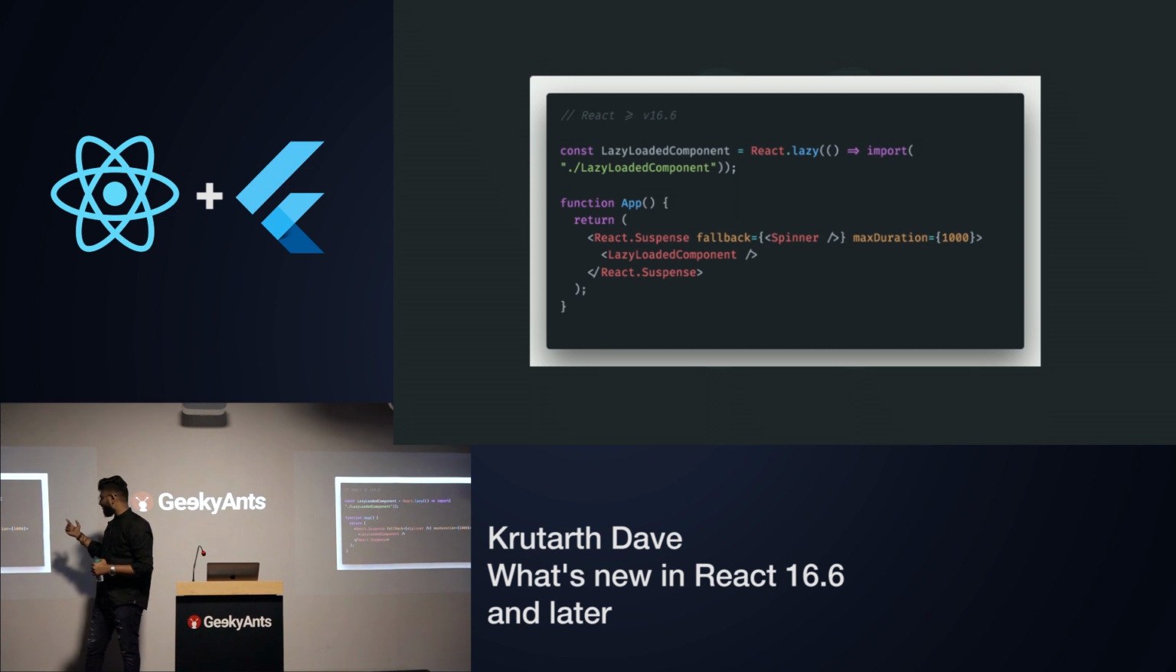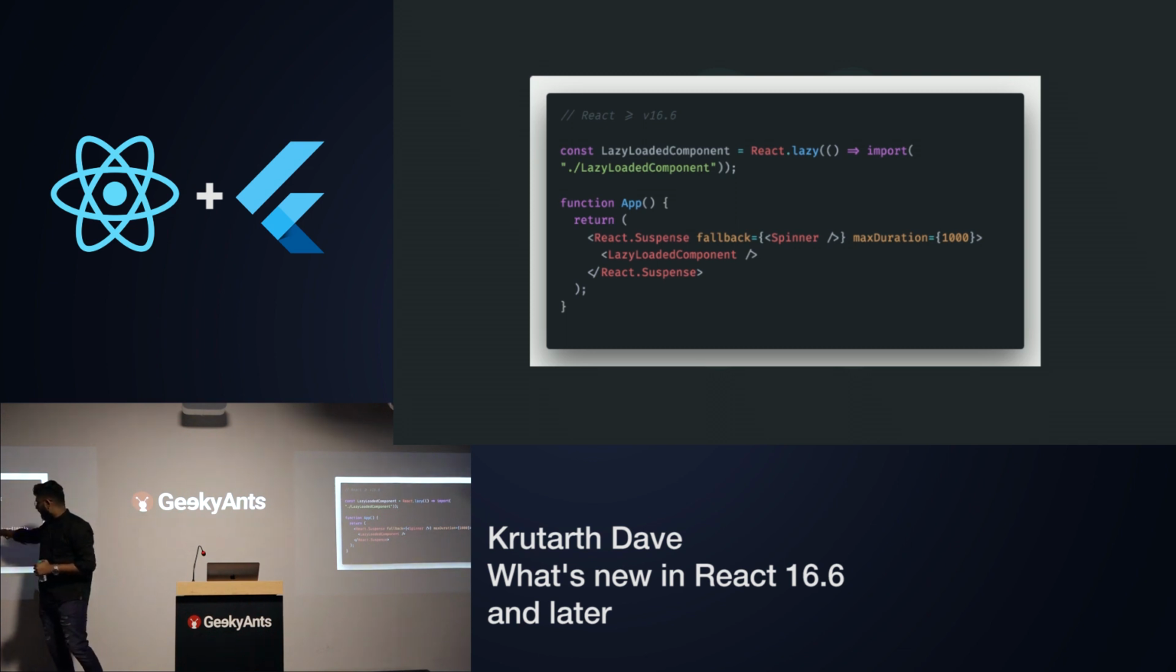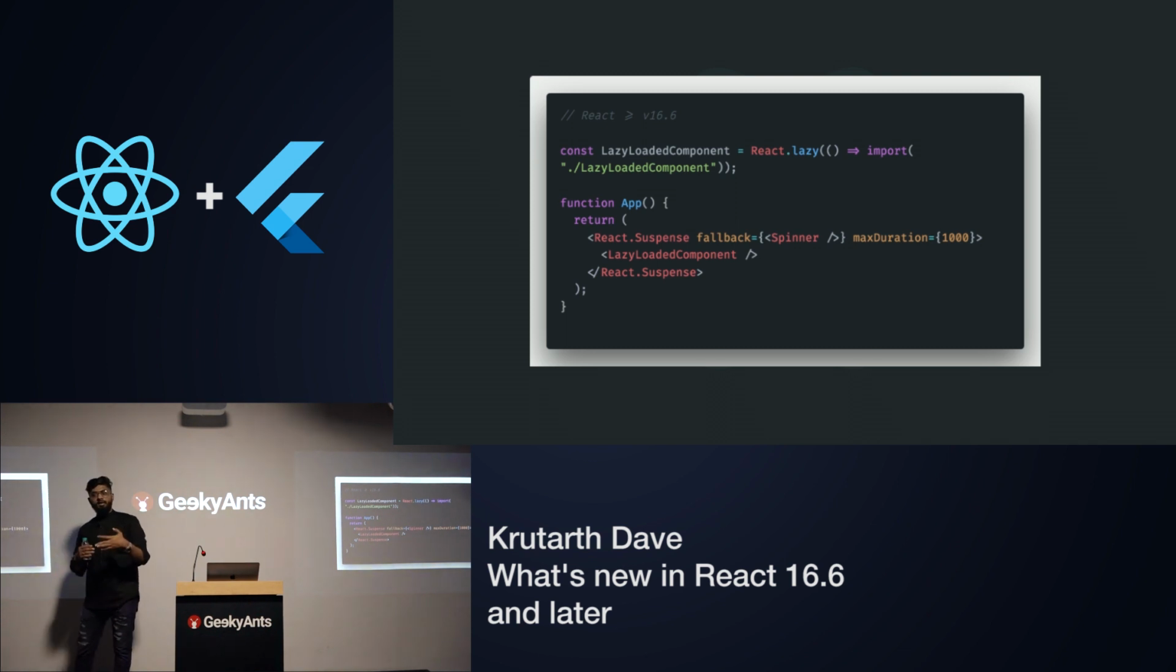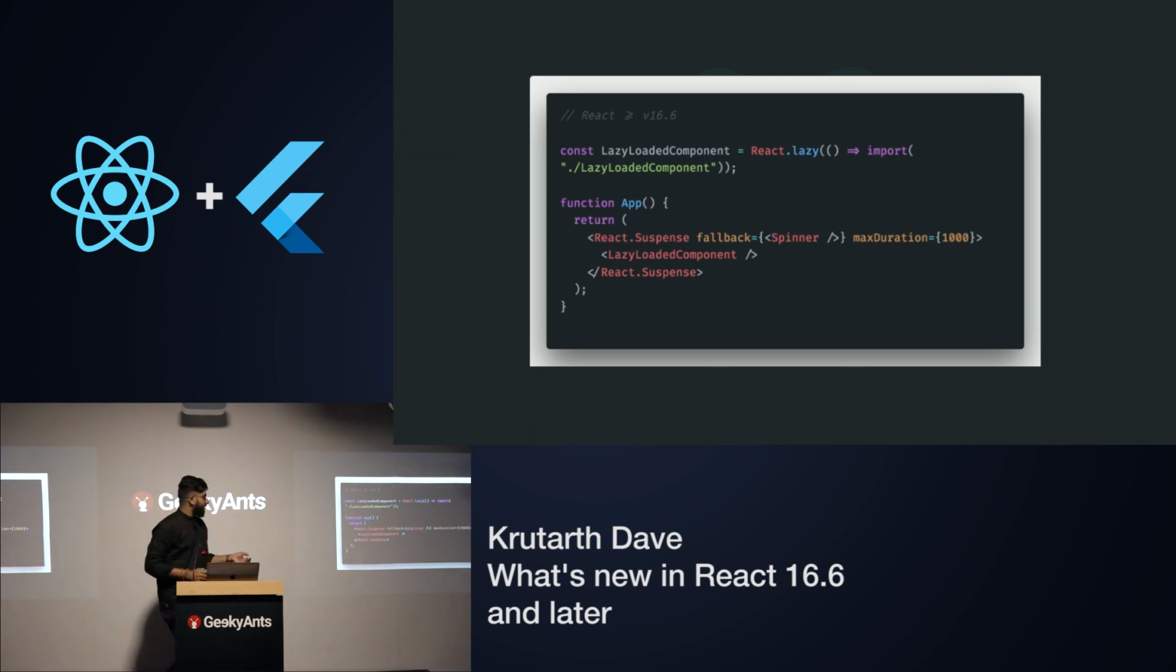What this means is, if this component gets loaded before 1 second, then don't show the fallback. It's just blank, because no one likes spinners and loaders, right? They're slow. And if it's not loaded in 1 second, then show the fallback UI. So this is really working in concurrent mode, and it's amazing that it's still in alpha, but we are looking forward to that.